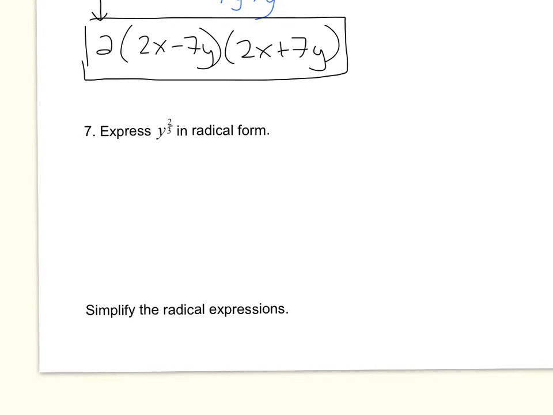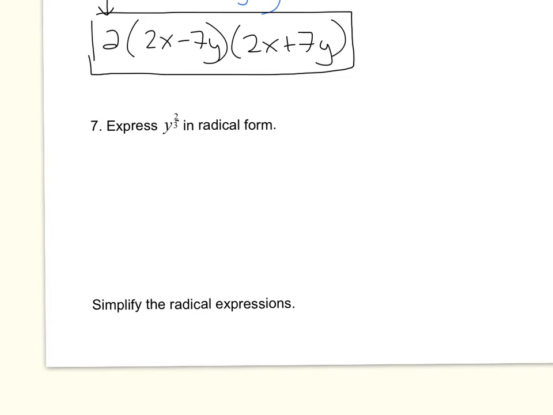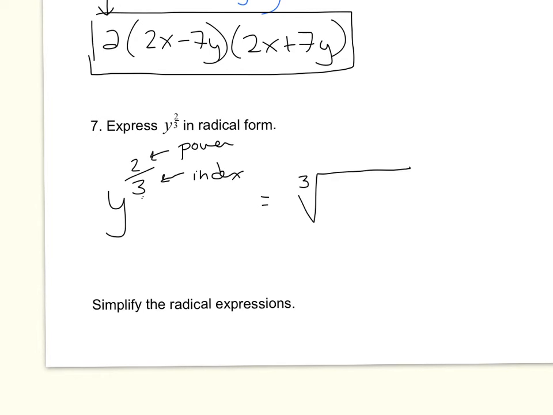All right, number 7 says express y to the 2/3 in radical form. Now, if you remember these rational exponents, the bottom always gives us the index of our root, and the top always gives us our power. So if I'm rewriting this as a radical, the index of the radical is the bottom number, which is 3. So this is a cube root. Then we have our y, and this is all squared. If this y was a number, we could try to simplify it, but we can't, so we just keep it like this.